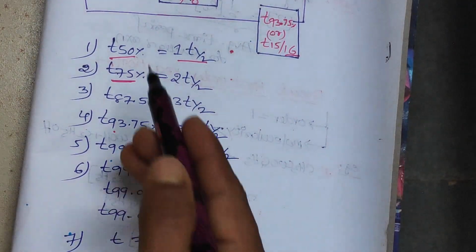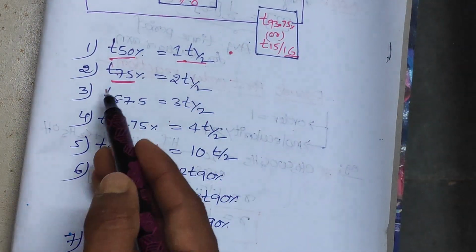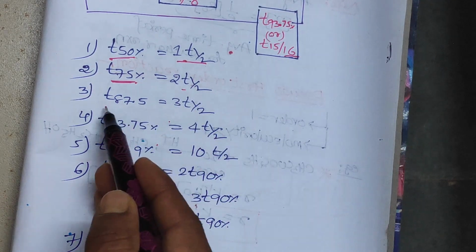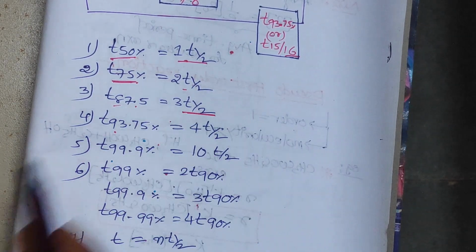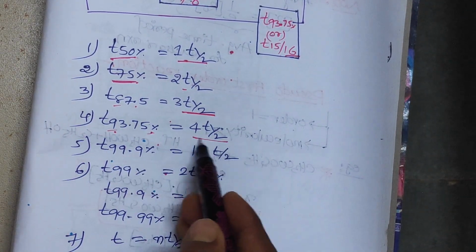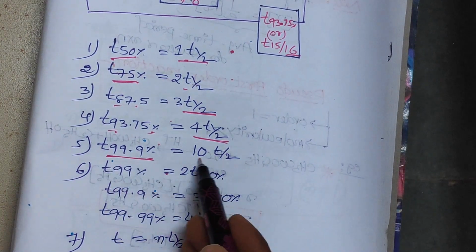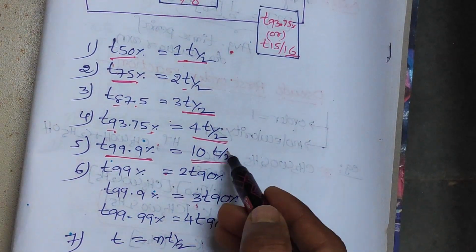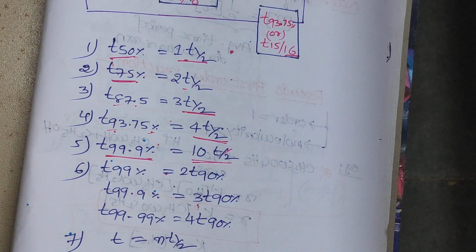These will be equal. T 50% means 1 T off. T 75% means 2 T off. 87.5% means 3 T off. 93.7% means 4 T off. 99.9% means 10 T off. Okay, up to here very important, you have to remember.